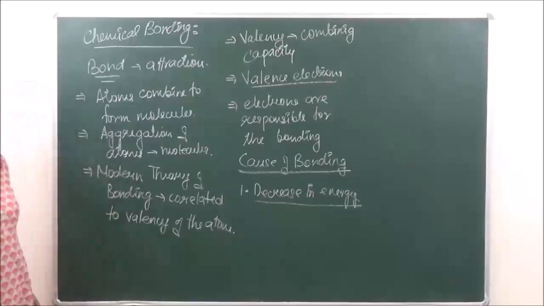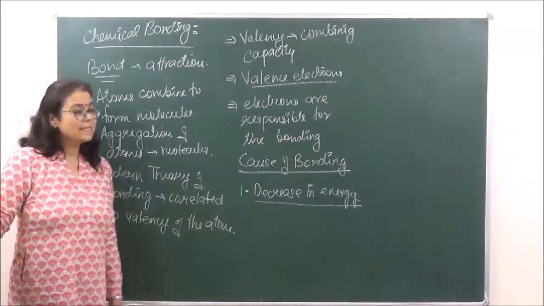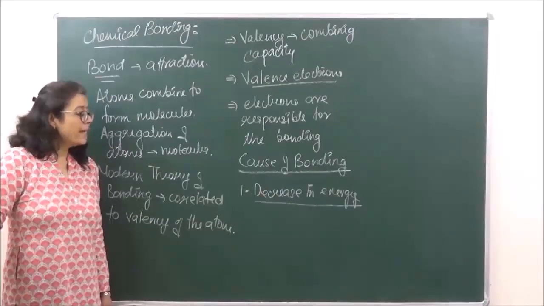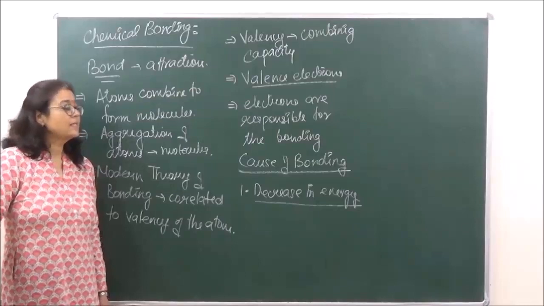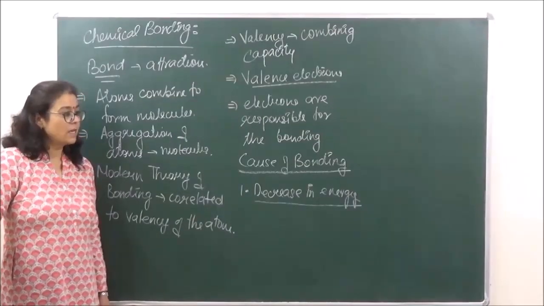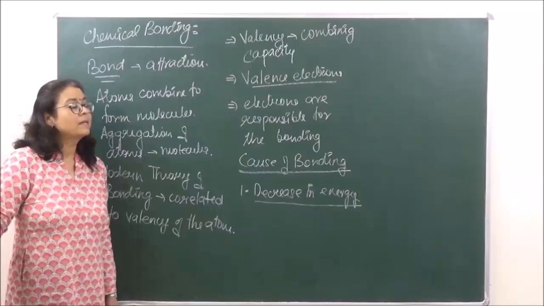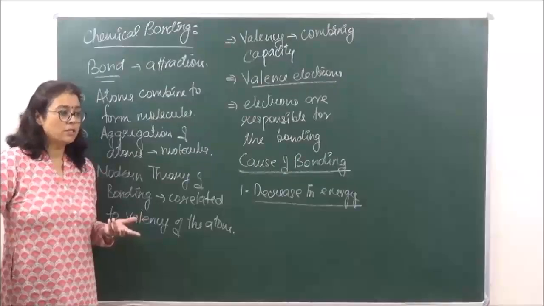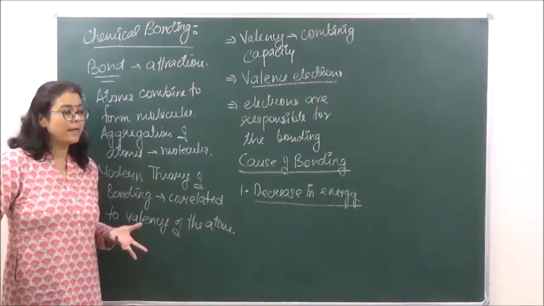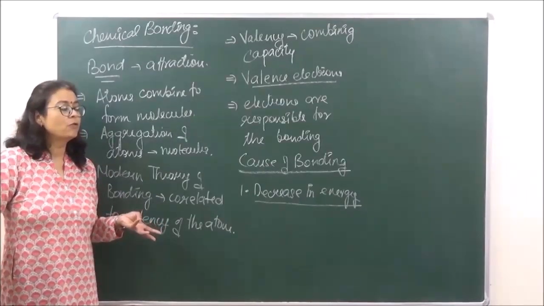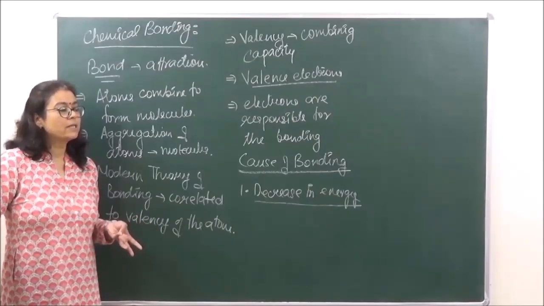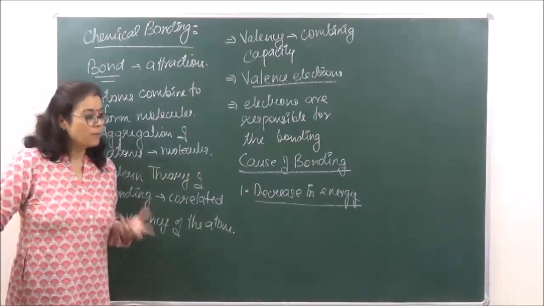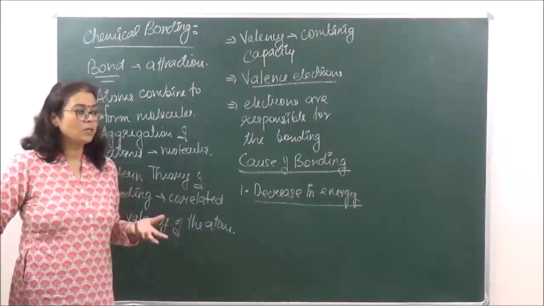We know that if any system has less energy, that system is going to be more stable. So whenever bonding takes place, there is a loss of energy because of the atoms coming together. When the atoms come together, two types of forces play a role. Number one is the forces of attraction, between the opposite charges, and the other is the forces of repulsion, between the similar charges.